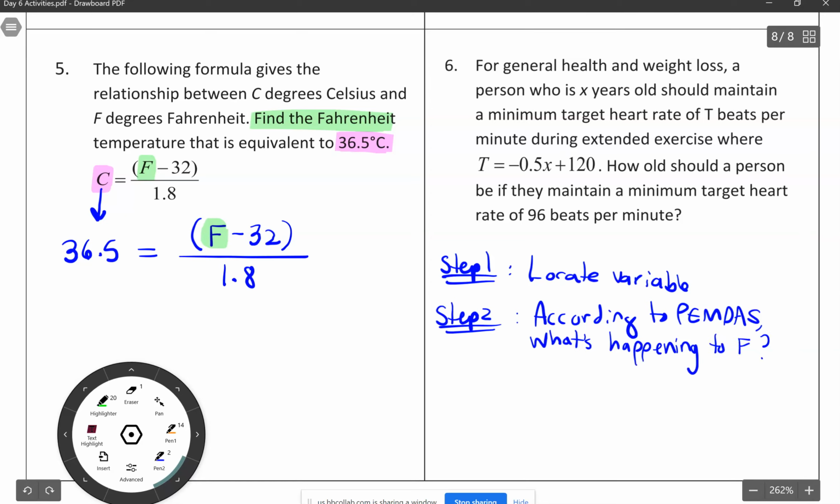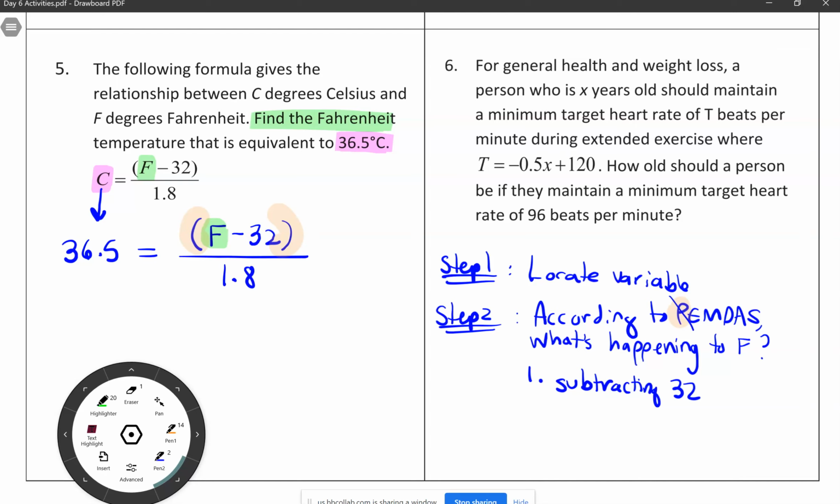According to PEMDAS, what's happening to F? Well, PEMDAS says you have to do parentheses first, right? So these parentheses are happening first. So the very first thing that's happening is that we're subtracting 32.